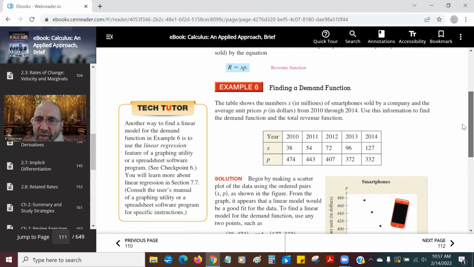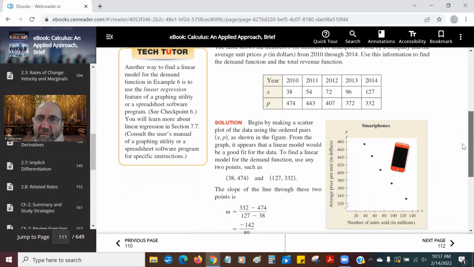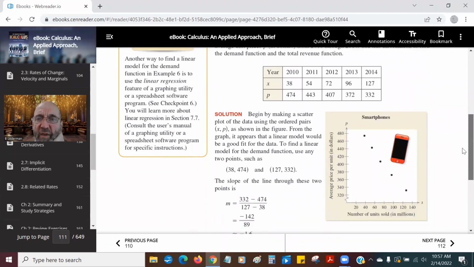Is this cell phones? I guess so. Let's see, where's his cell phones in there? Okay.